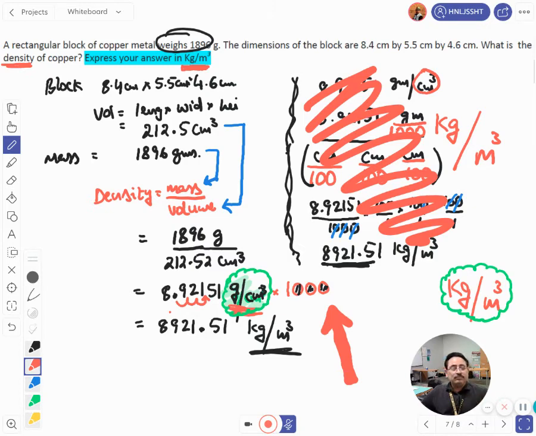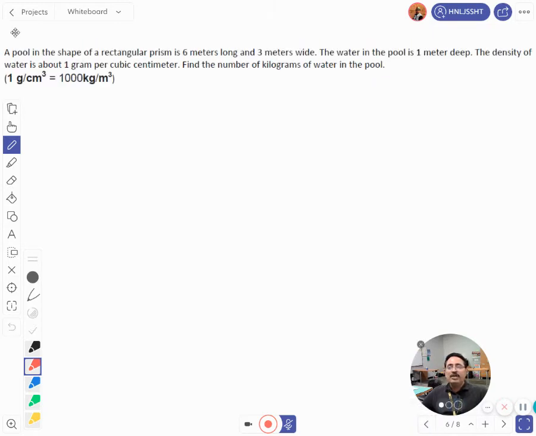Well, so I skipped one question in the previous page. So let's go to that question. This is same as the previous one. A pool is in the shape of a rectangular prism. Okay, length is given, width is given, depth is given. Depth and height.